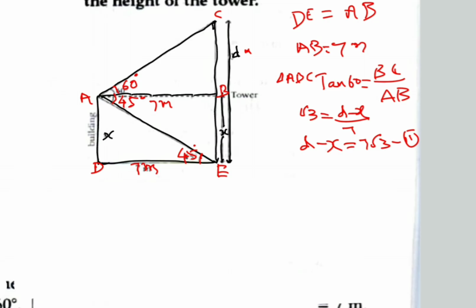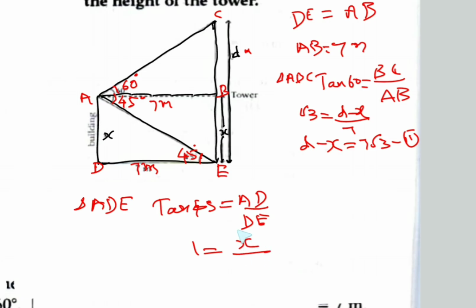Opposite angles are equal in transversal. So D minus X is equal to 7 root 3. From this ADE triangle, tan 45 is equal to AD by DE. Tan 45 is 1. AD is equal to X and DE is equal to 7 meters. So X is equal to 7 meters.